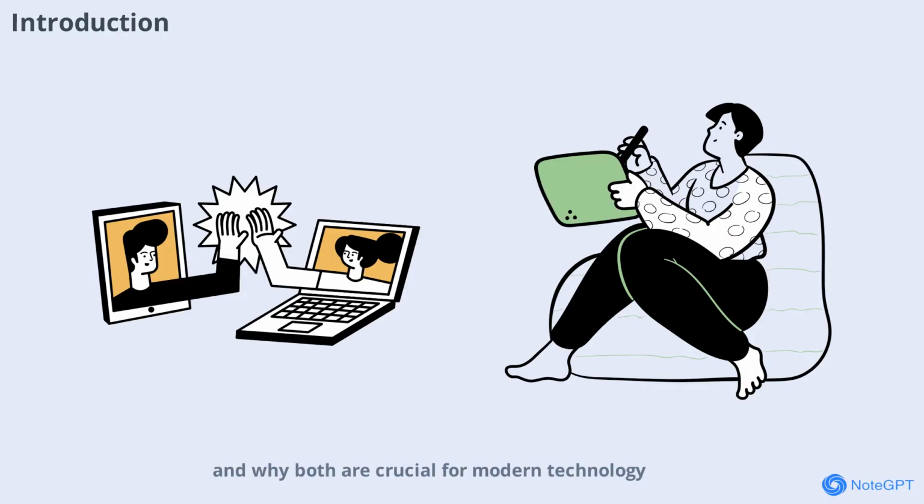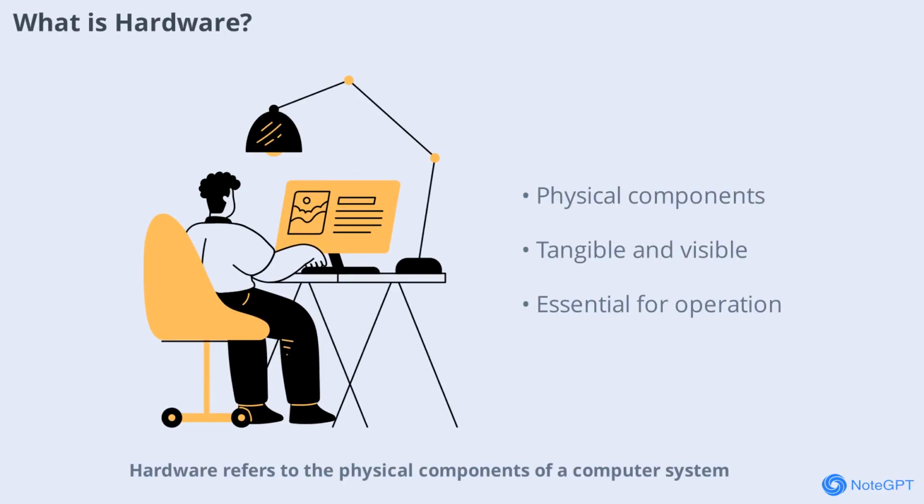technology. Let's start by defining what hardware and software actually are, and then we'll look at their unique roles in the digital world. Hardware refers to the physical components of a computer system. These are the tangible parts you can touch and see, such as the monitor, keyboard, mouse, and the internal parts like the motherboard, CPU, and hard drive. Without hardware, there would be no platform for software to run on.